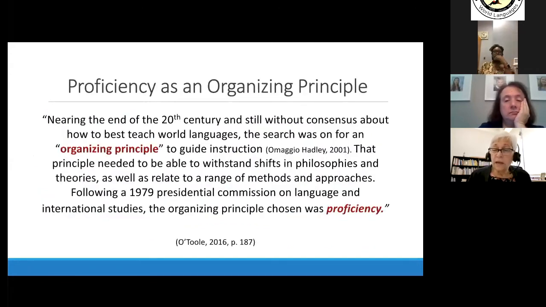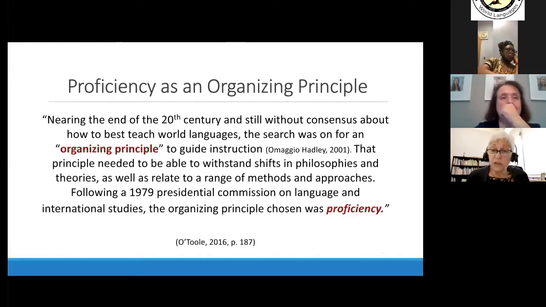So nearing the end of the 20th century, and still without consensus about how to best teach world languages, the search was on for an organizing principle to guide instruction. And that principle needed to be able to withstand shifts in philosophies and theories, as well as relate to a range of methods and approaches. And so following a 1979 Presidential Commission on Language and International Studies, the organizing principle chosen was proficiency.